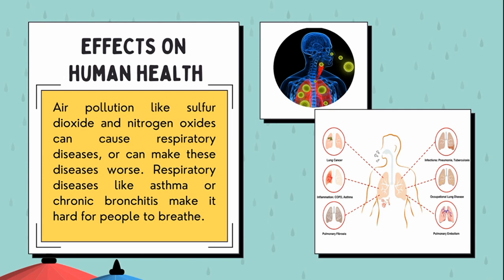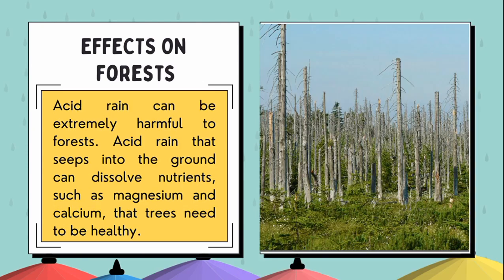Next is the effects on forests. Acid rain can be extremely harmful to forests. Acid rain that seeps into the ground can dissolve nutrients such as magnesium and calcium that trees need to be healthy. So it washes away all nutrients which are required for the growth and survival of plants.